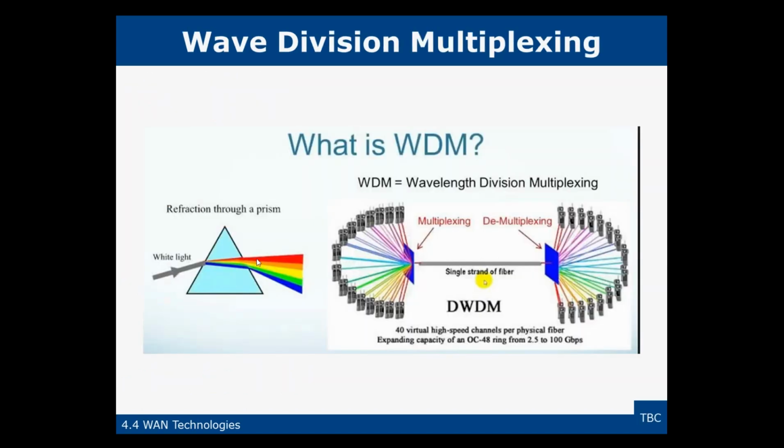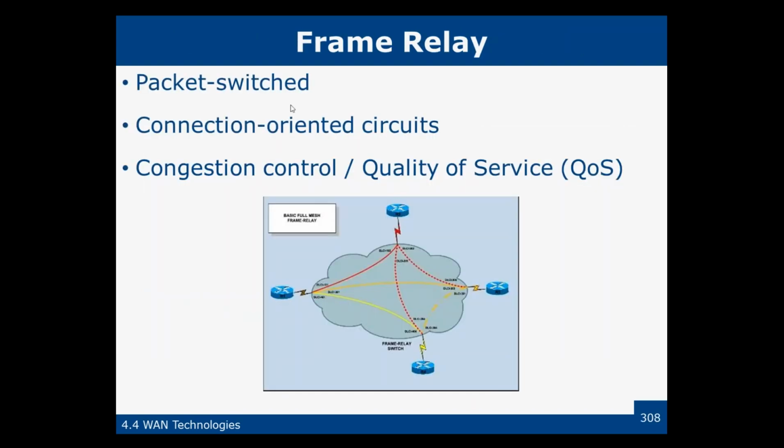What that means is we do fiber, we have the different colors that we can put multiple signals on this thing with the multiplexing, and go across a single strand and then demultiplex them. And this one says it's got 40 virtual high-speed channels per physical fiber, expanding the capacity of the OC48 ring from 2.5 to 100 gigabits per second. So all of these things are designed to give us more and more and more bandwidth.